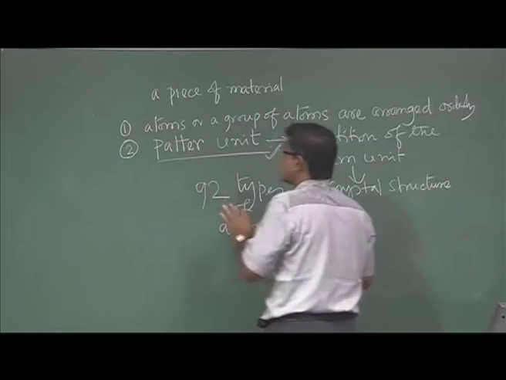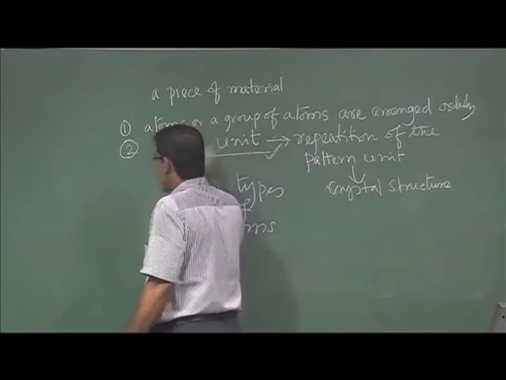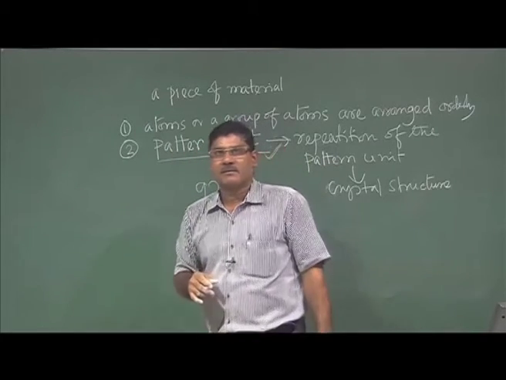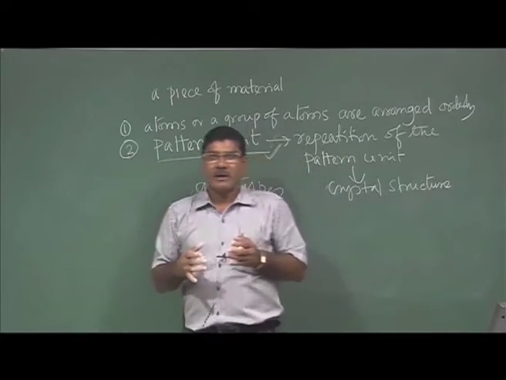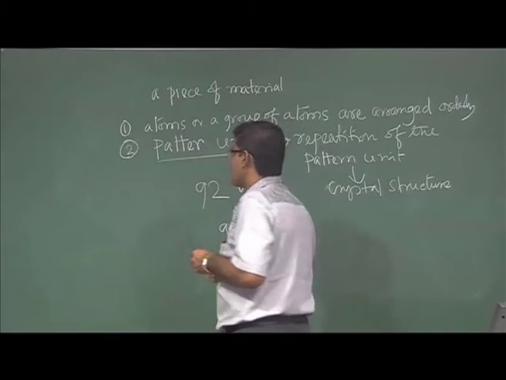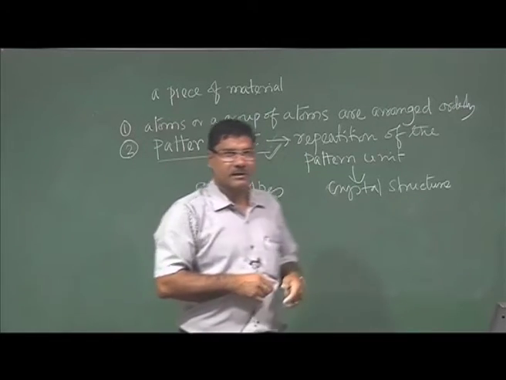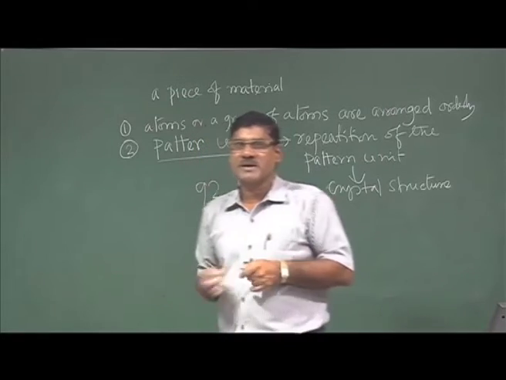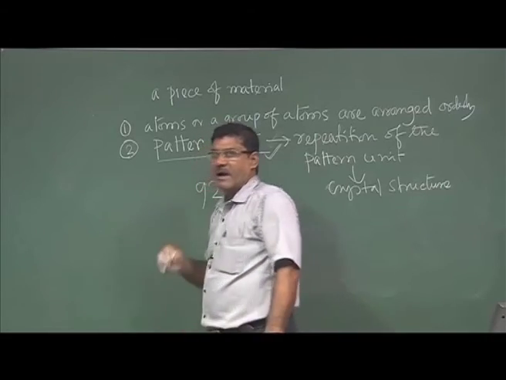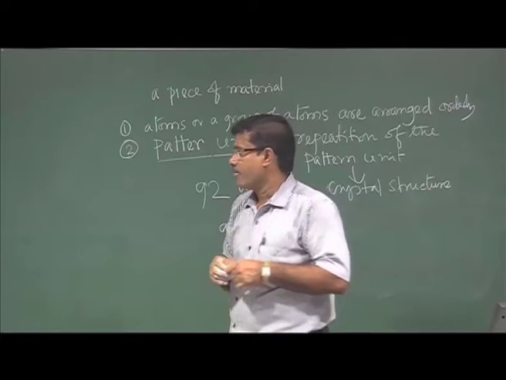Similarly, the crystal structures of materials have a few number of pattern units, and using these basic pattern units, one can get all sorts of solid materials, just by changing the atoms or group of atoms, which will give different names of materials.